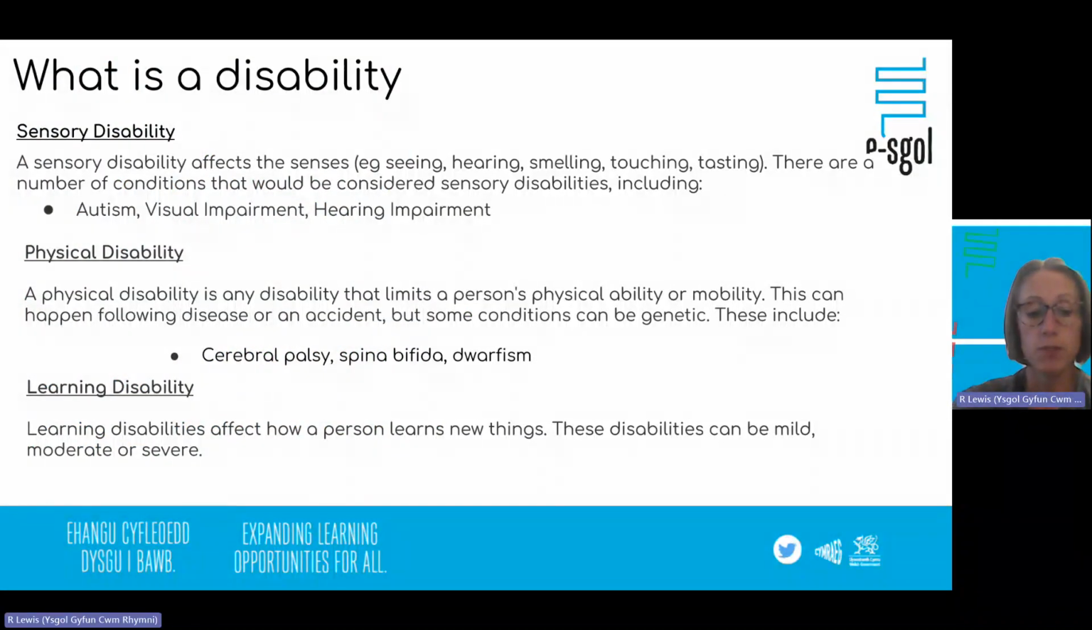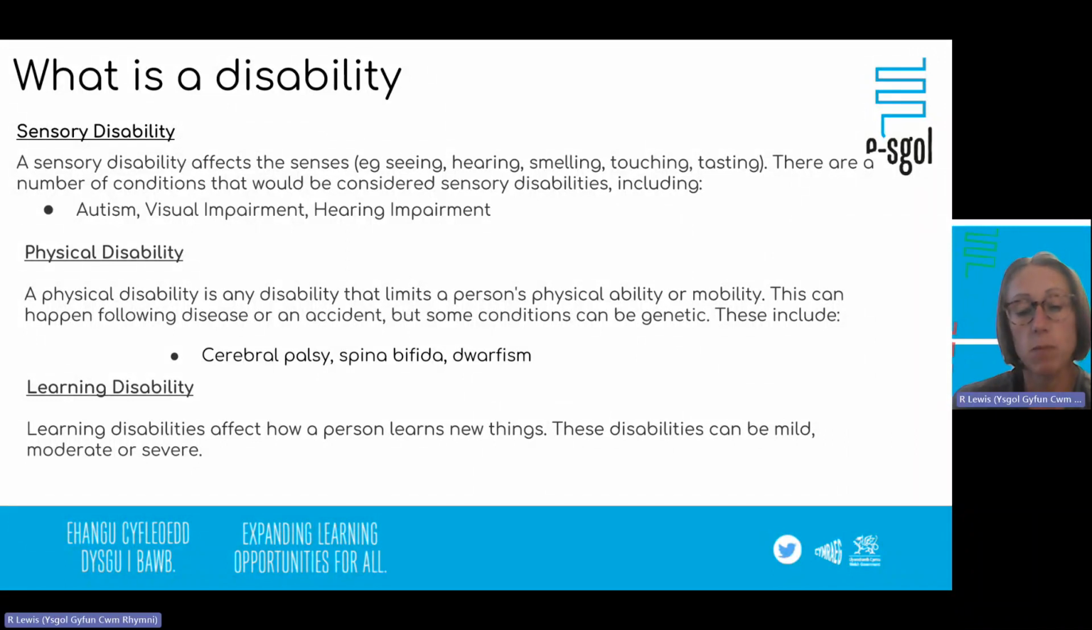Okay. So hopefully you would have looked at different types of disability within the classroom. There are 3 different types of disability. The first one that we're going to revise tonight is sensory disability. This is where perhaps we have a problem with our vision, our hearing, our smell, our touch, and our taste buds. There are a number of different conditions that would be considered a sensory disability. Perhaps we're visually impaired, have a hearing impairment, or are diagnosed with autism.